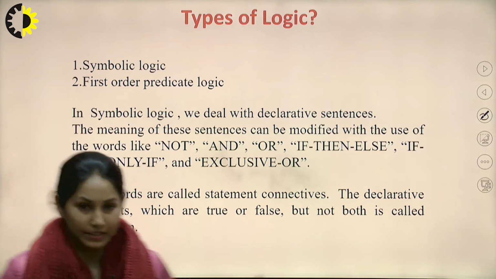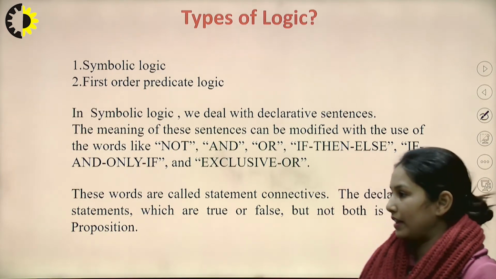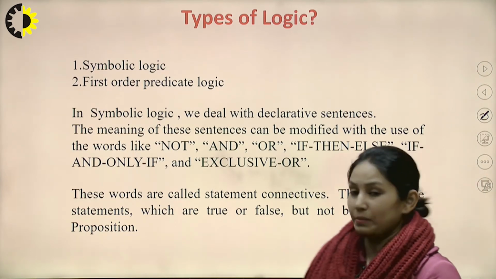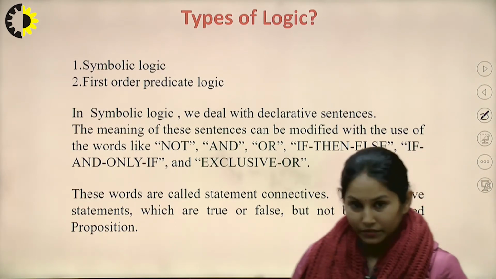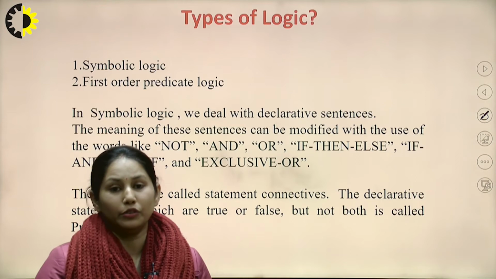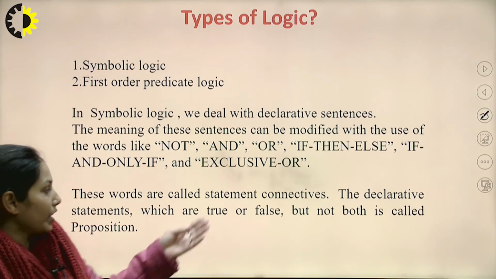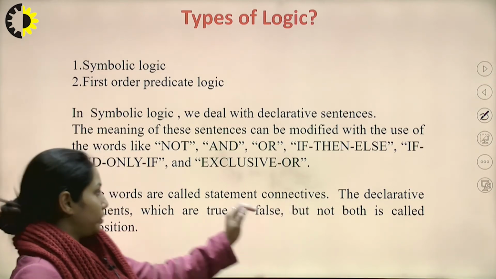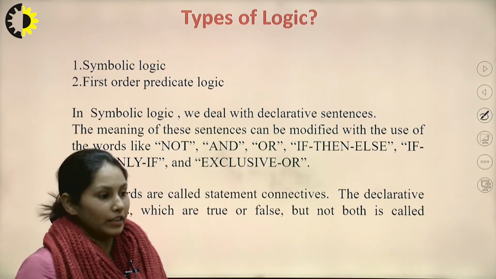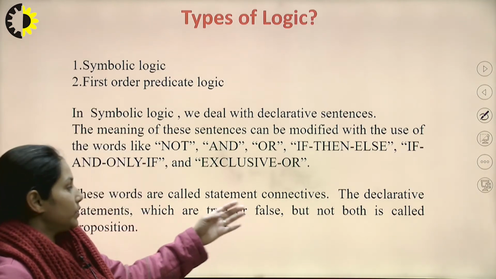The meaning of these sentences can be modified with the use of words like not, and, or, if then, if and only if, exclusive or, and so on. So you are using these connectives in order to make declarative sentences. These words are also called statement connectives. What are those words? They are not, and, or, if then. If then is like, if it is raining, then there must be clouds. So these are the statement connectives.